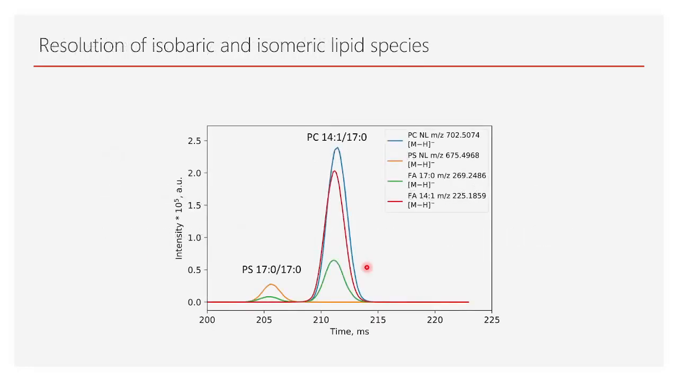One example for ion mobility separation of isobaric species is shown here in this slide, where we have the phosphatidylserine 17:0/17:0 and the phosphatidylcholine 14:1/17:1, which are, as you see here, baseline separated after 5 passes, and we can unequivocally assign the shared fragment to both of them, which is an advantage for the quantification accuracy.